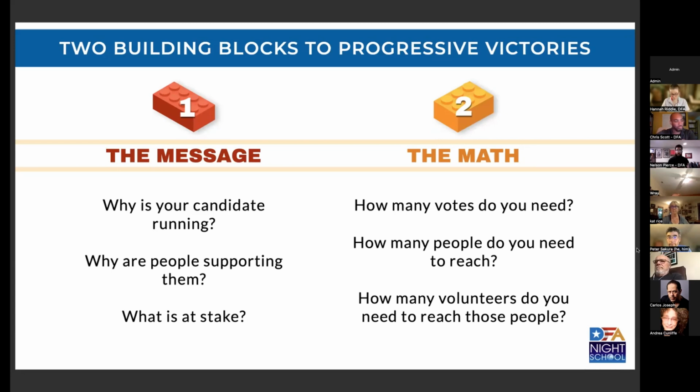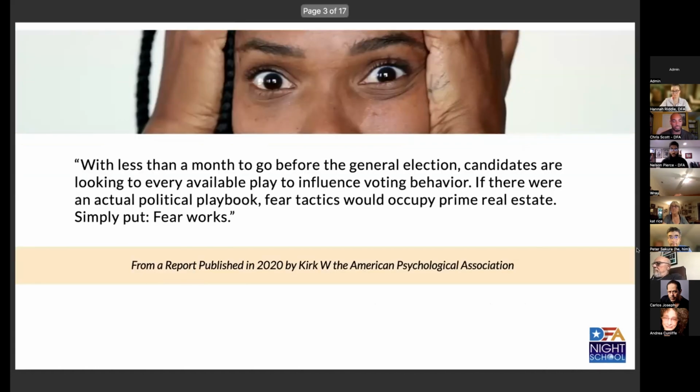We're going to talk a little bit about the message. One of the challenges that we have been seeing is that with so much at stake, it's easy to use fear to drive a message. And fear is a powerful motivator. But the challenge with fear is that fear works against our interests.